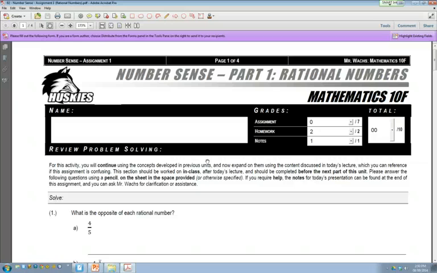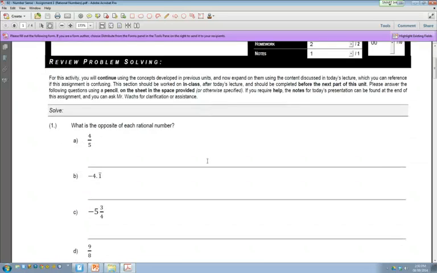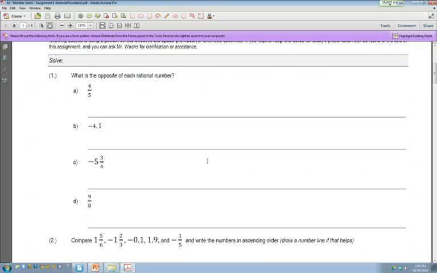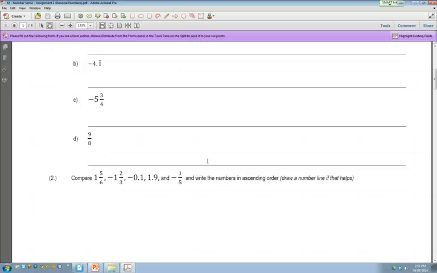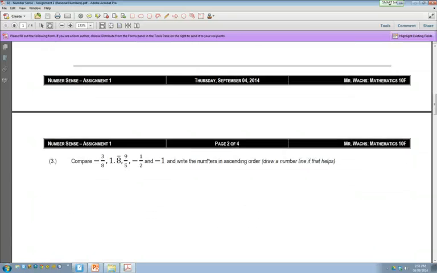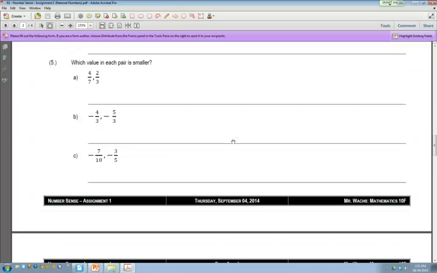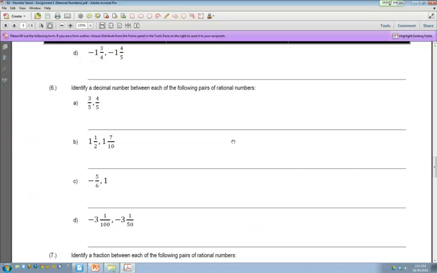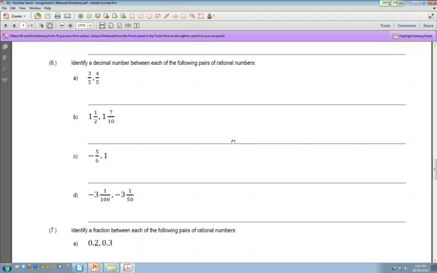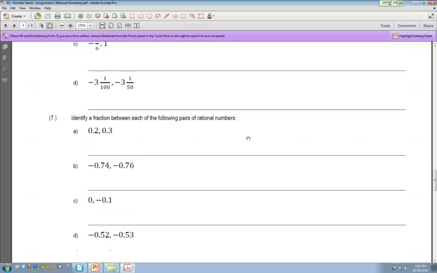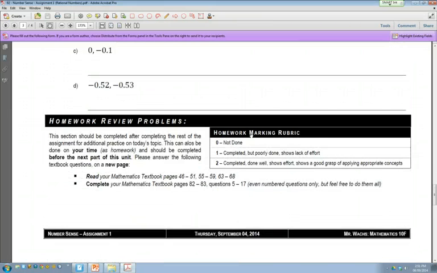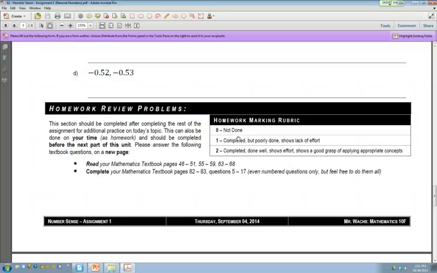The first part I would suggest for sure is something you want to address, which is solving some of these problems. So I've given you some space on there. Hopefully it's enough space to solve these little problems. What's the opposite of each rational number? Compare them. Which value is greater in those pairs? Which value is smaller in the pairs? Identify a decimal number between each of the following pairs. So it's a bunch of practice. Identify a fraction.